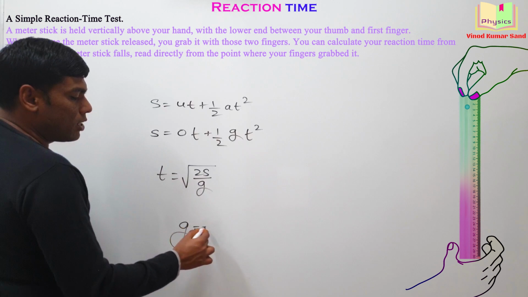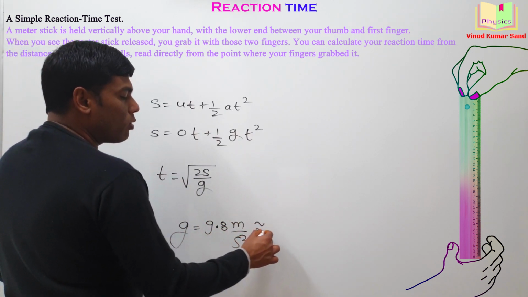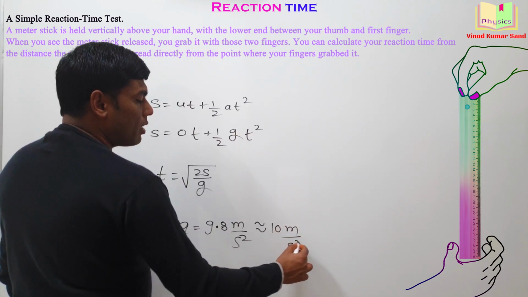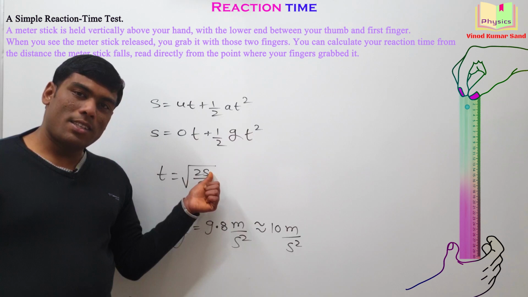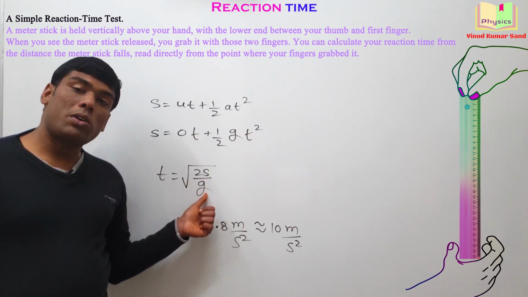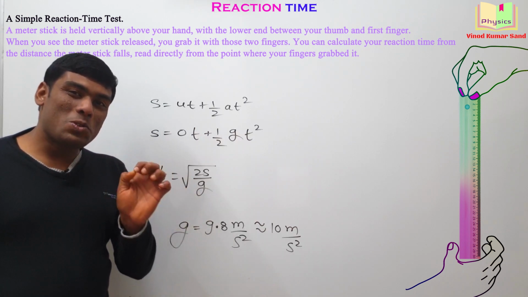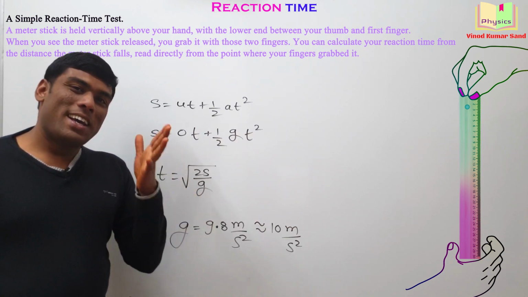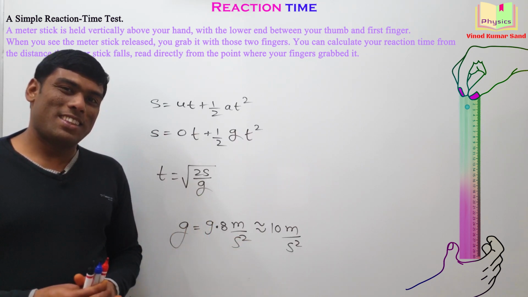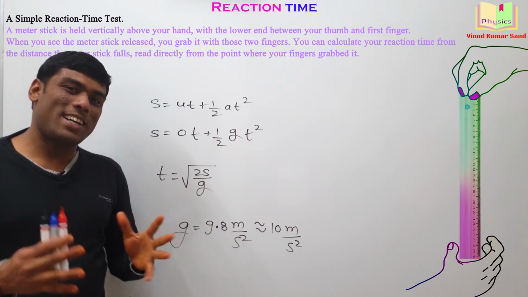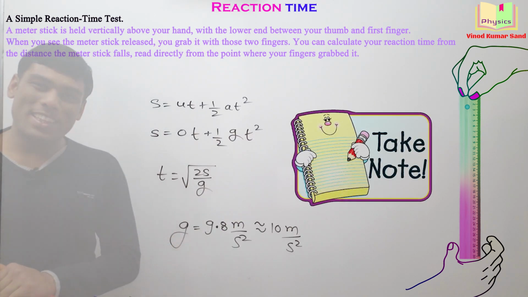Usually the value of acceleration due to gravity is 9.8 meter per second square, or for calculation purposes you can take it to be 10 meter per second square also. So practically you can measure this s, and then you already know g, it will give your reaction time. I urge you to determine your reaction time and post it in the comment box. Let's see who is the smarter one. You can try it with your friends. Okay. So I hope you are enjoying the learning.